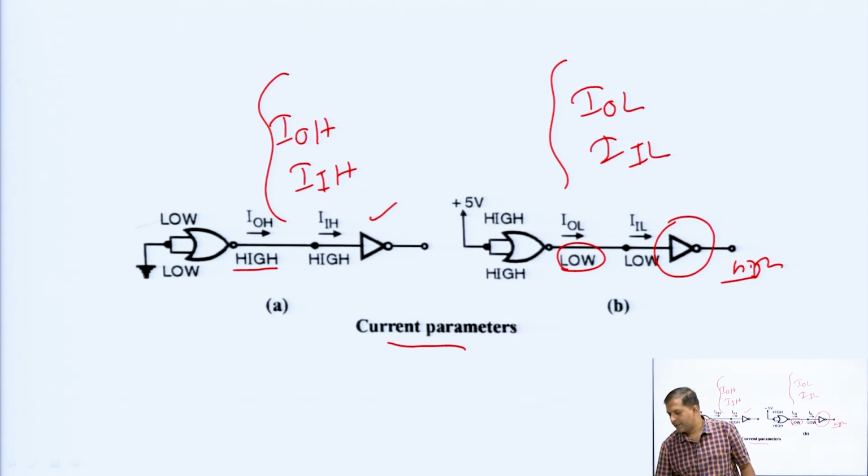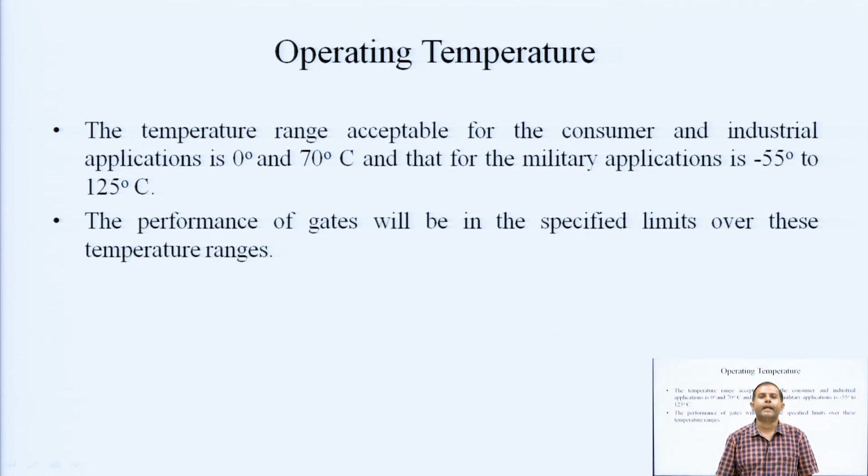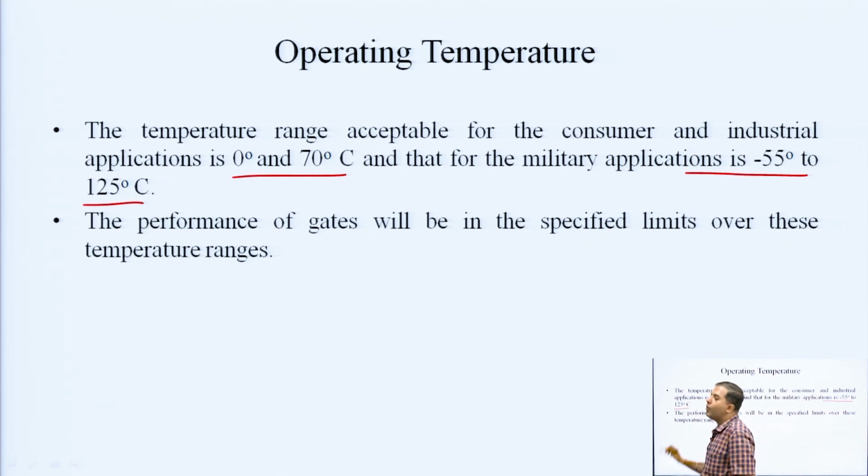Okay. Next is operating temperature. The acceptable temperature for consumer and industrial application is 0 degree to 70 degree centigrade, and for military application it is minus 55 degree to 125 degree centigrade. So, this is the operating temperature for logic family. The performance of gate will be in the specified limit over this temperature range.